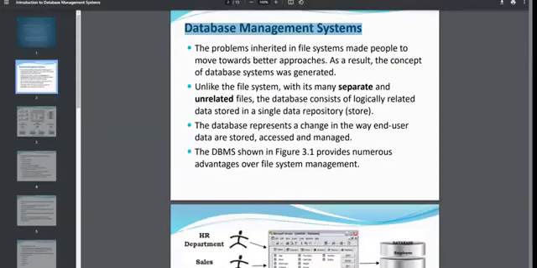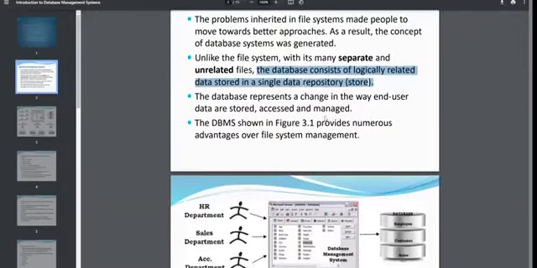Centralized data means the database consists of logically related data stored in a single data repository. Repository means where it is stored. So all the data are stored in one single place. It is an advantage because devices can access that point and then access the data. Also there should be proper data management technologies and methods, right?